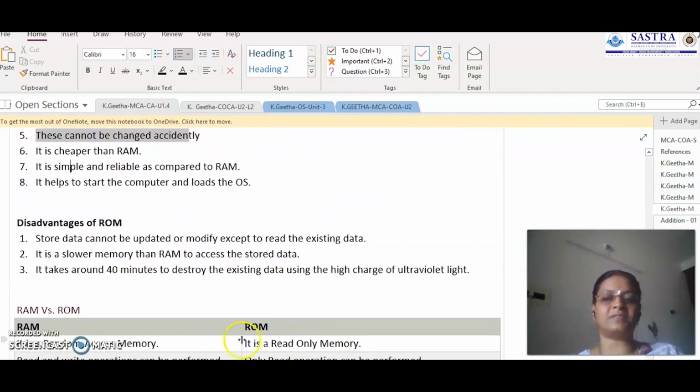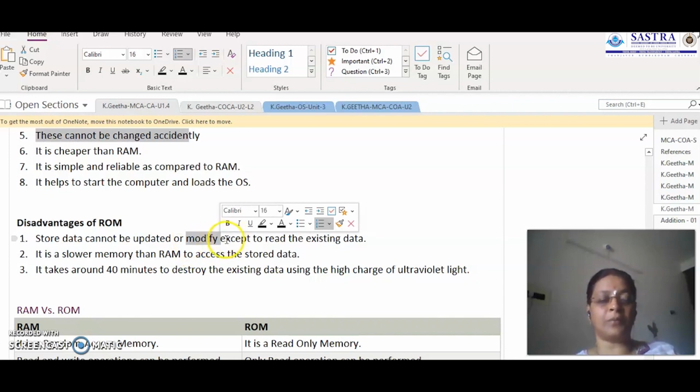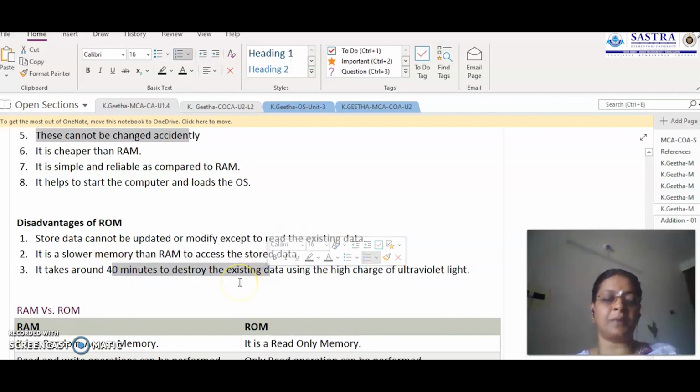Coming to the disadvantages of ROM, it cannot be updated because it is read-only; we cannot write to it, so it is not possible for us to modify it. If at all we need to modify, we have to erase the entire content and program it again, provided the ROM supports that feature. And of course it is slower than the random access memory which is used to store data. It takes around 40 minutes to destroy the existing data, because it is done byte by byte and needs extra ultraviolet exposure before it can erase the data, though sometimes selective erasure is also possible. That all depends on the technique we adopt to erase the content.